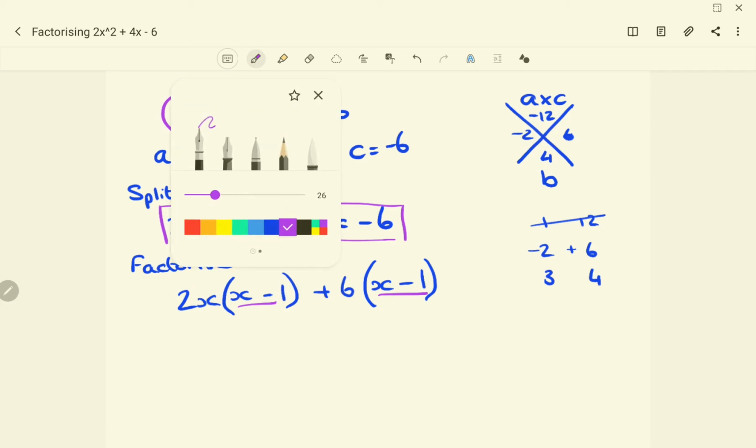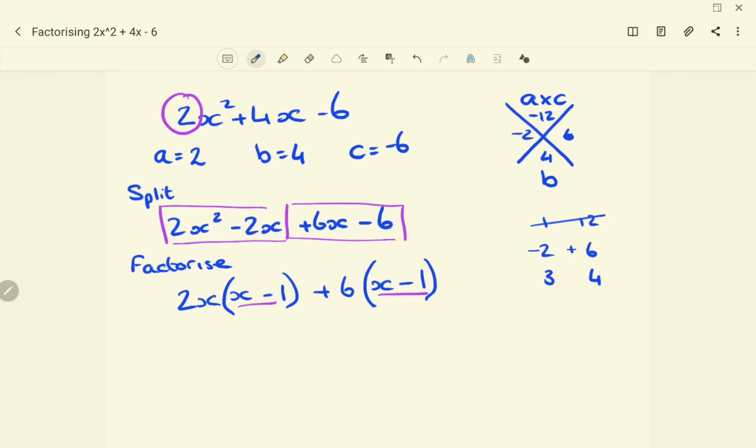Because remember, what happens in our double brackets is that everything in the first bracket is multiplied by everything in the second bracket. So we know our second bracket and we know our first bracket, and we get it by collecting. Okay, and we collect together that 2x plus 6, because that is what's multiplying everything in the second bracket, which is x minus 1.